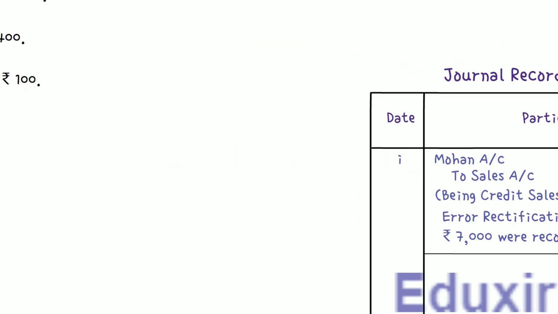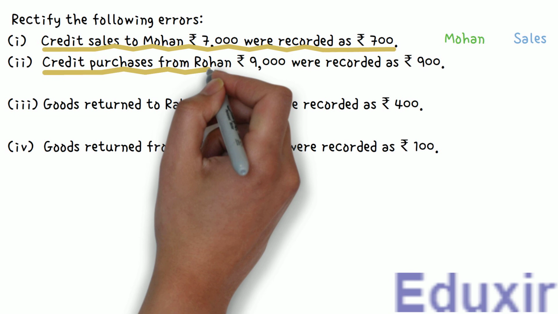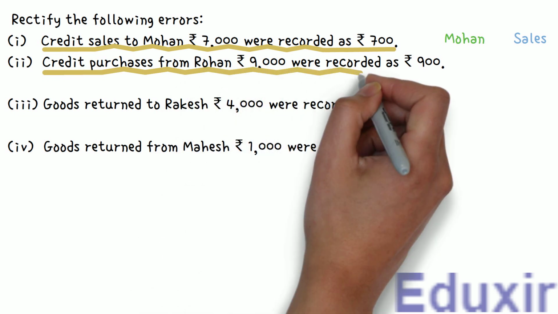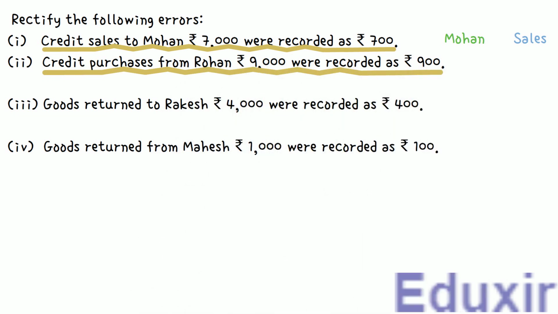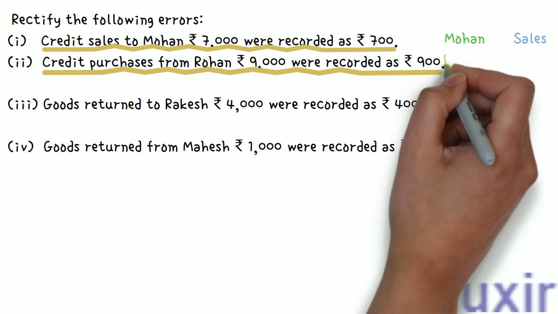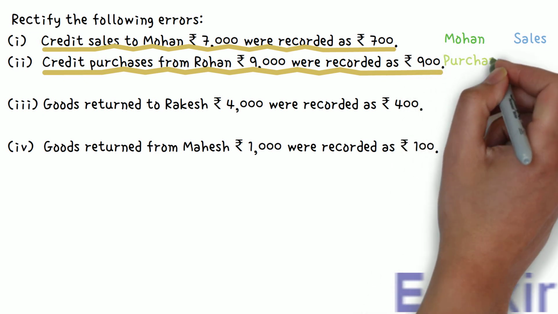Let us now take up the next error. As per this error, 9000 rupees of credit purchases from Rohan were recorded as 900 rupees. As you know, purchases are revenue expenses. In other words, the revenue expenses are incurred in this transaction. The rule to record any expenses incurred is to debit the corresponding expenses account. In this case, the purchases account should be debited.